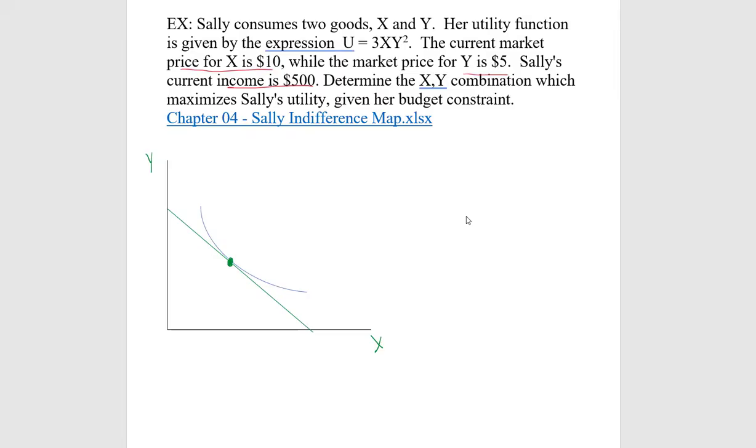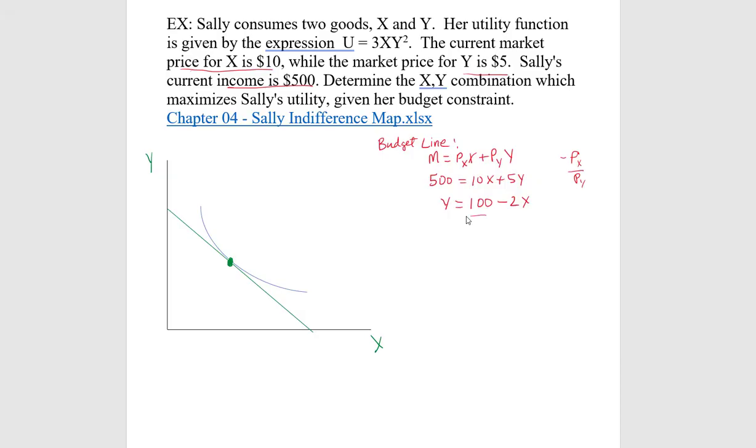So I want to start by looking at her budget line. Remember, the budget line is income equals the price of X times the quantity of X, plus the price of Y times the quantity of Y, or in this case, 500 equals 10X plus 5Y. I could rearrange this and get Y by itself. It would be Y equals 100 minus 2 times X. My ratio of the prices is minus 2. That's not a big surprise because the price of X is 10 and the price of Y is 5, and we know that slope is minus the price of X over the price of Y, or minus 2.